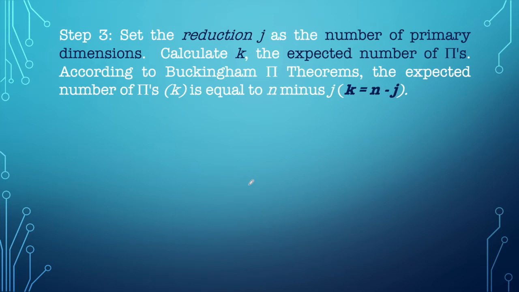Then what's next? Set the reduction J as the number of primary dimensions. Calculate K, the expected number of pi's. According to the Buckingham pi theorem, the expected number of pi's is equal to n minus J. So let's take a look at the J number. The maximum J can be is 3 and the minimum is 1. J represents the primary dimensions in your listed parameters. Let's take a look at the parameters.